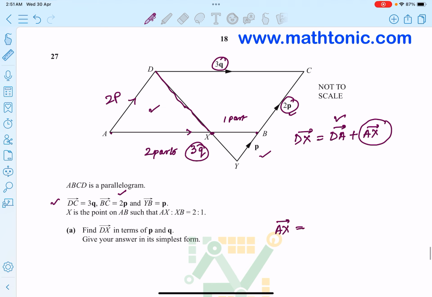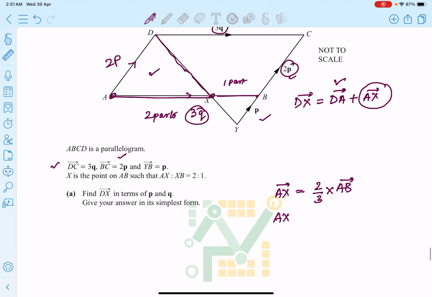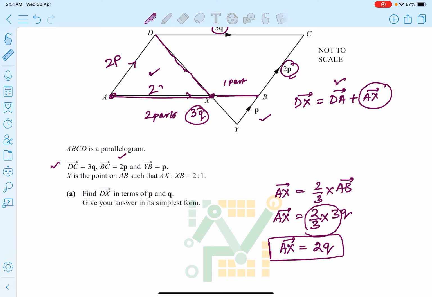So you tell me, AX vector equals, I am talking about here to here. If this contains two parts and this contains one part, in total we have three parts, right? So can we say it should be 2/3 of AB vector? And what is AB vector? We have 3Q. So AX vector equals 2/3 times 3Q. If you simplify this, 2 times 3 is 6, over 3 is 2. So AX equals 2Q. So this one is 2Q and this one should be Q only, because the total is 3Q.